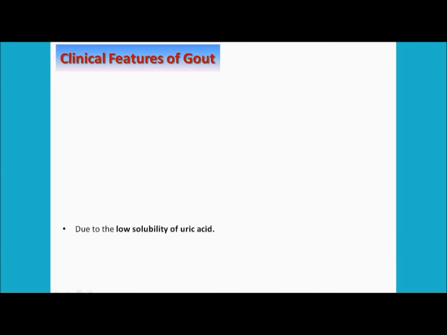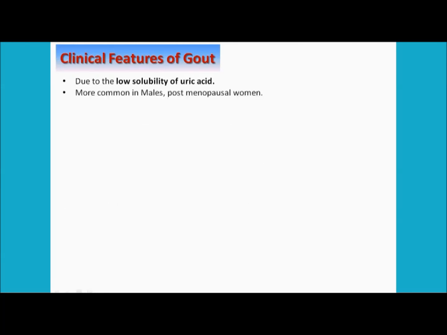Now, clinical features of gout. So what are the clinical features? First of all, due to the low solubility of uric acid, we know that the solubility of uric acid is less, right? The clinical features will come out. The features of gout are more common in males as well as in women who are post-menopausal. Typical gouty arthritis affects the first metatarsophalangeal joint, that is the classic site. So the pain of gout will start at the metatarsophalangeal joint, right?